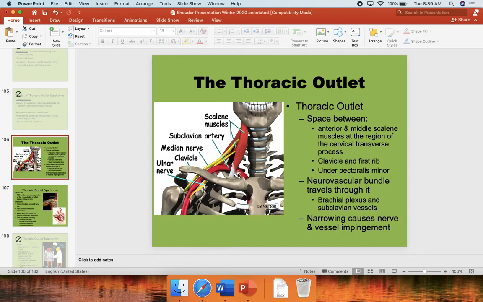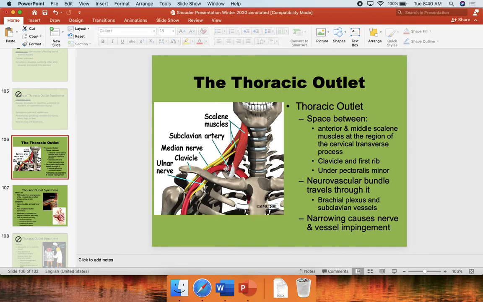So the subclavian artery is going to come, and it's going to divide in the space between the scalene muscles, right where the brachial plexus comes out on both the right and the left side. So we call this the thoracic space, and hence we're going to call it thoracic outlet syndrome. So the thoracic outlet is just a space between these anterior and middle scalenes.